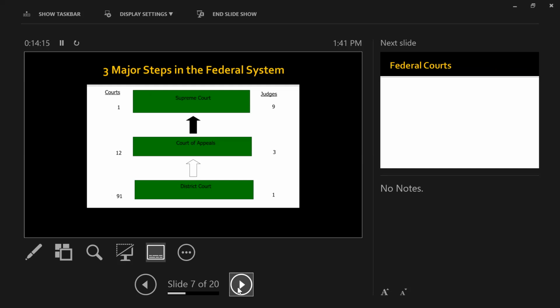Okay, now here's just a bit of additional information. There are 91 district courts, 12 Court of Appeals, but only 1 Supreme Court. We have 9 Supreme Court judges. If you go to the Court of Appeals, you would talk before 3 different judges, but if you go to a district court, it's just 1.